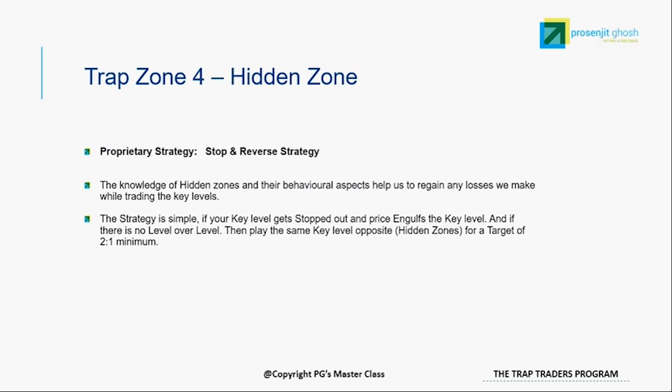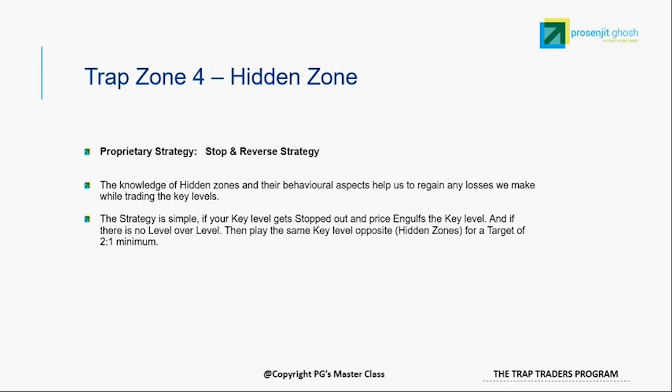If you are trading the key levels and the key level gets stopped out and price engulfs the key level. Now the very important thing, the engulf has to happen. If there is a fake breakout, I cannot do anything. You have to bear the loss. But if there is a clear engulf and there is no level, then your key level will certainly turn into a hidden zone. And if you are stopped out, you can immediately plot your entry and stop loss opposite to that zone and you can take a 2:1 trade.